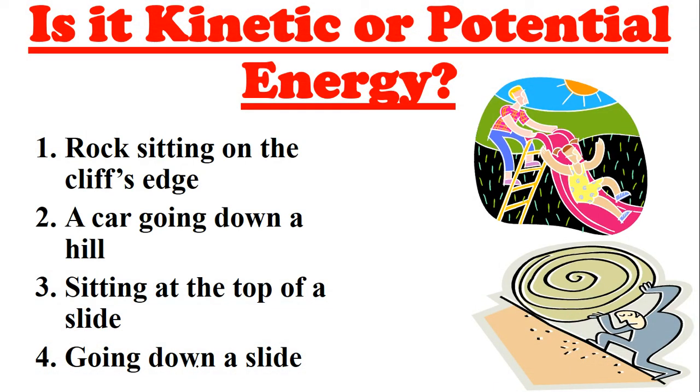So let's look at these situations, and figure out if it's kinetic energy they're talking about or if it's potential energy. This first one, number one, says rock sitting on the cliff's edge. Well, it's not moving. That's the big thing. Is it moving? Is it not moving? It's just sitting there. So this is potential energy. A car going down a hill. Is it moving? Yes. Since it's moving, it's kinetic energy. Sitting at the top of a slide. Are you moving? No. You're just sitting there. So that's potential energy. Now, going down the slide, you're moving. So that's kinetic energy.